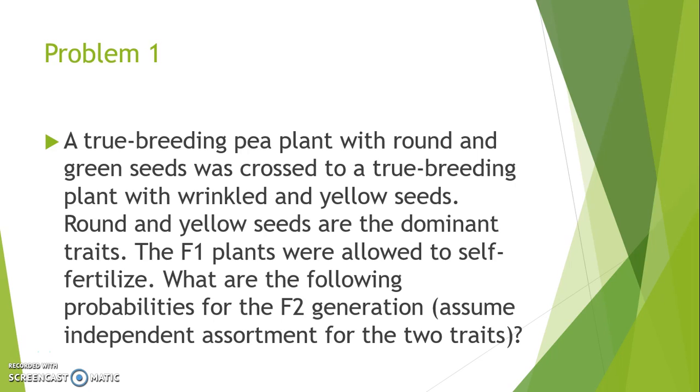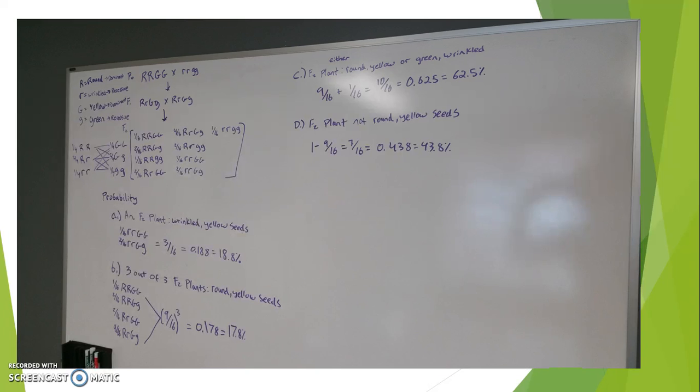Problem 1 states a true breeding pea plant with round and green seeds was crossed with a true breeding plant with wrinkled and yellow seeds. Round and yellow seeds are dominant traits. F1 plants were allowed to self-fertilize. What are the following probabilities for the F2 generation? Assume independent assortment for the two traits.